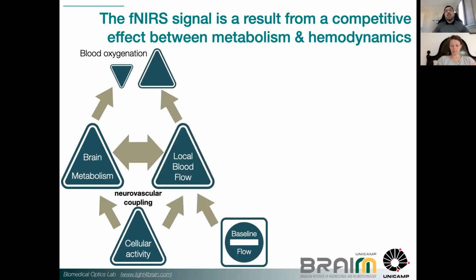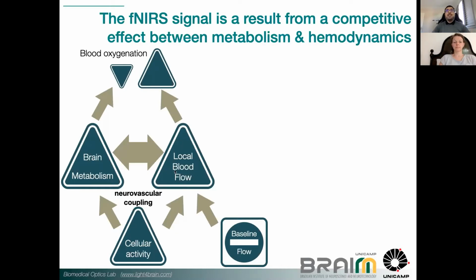However, the other part is actually this same cellular activity and the higher brain metabolism increases the demand for blood flow. And if you have more flow going in, you have an increase in blood oxygenation because you have more oxyhemoglobin molecules going there. And you still have the baseline flow that actually can regulate the amount of increase in blood flow, right, in local blood flow.